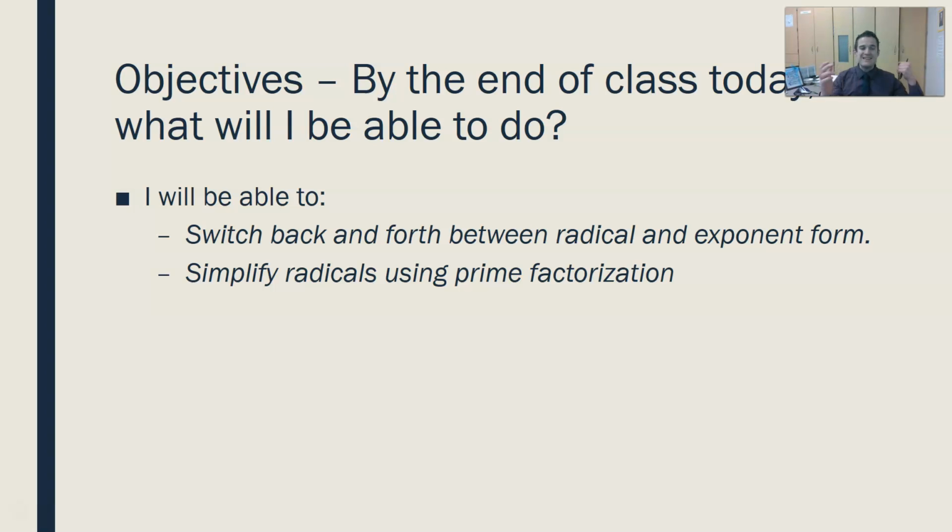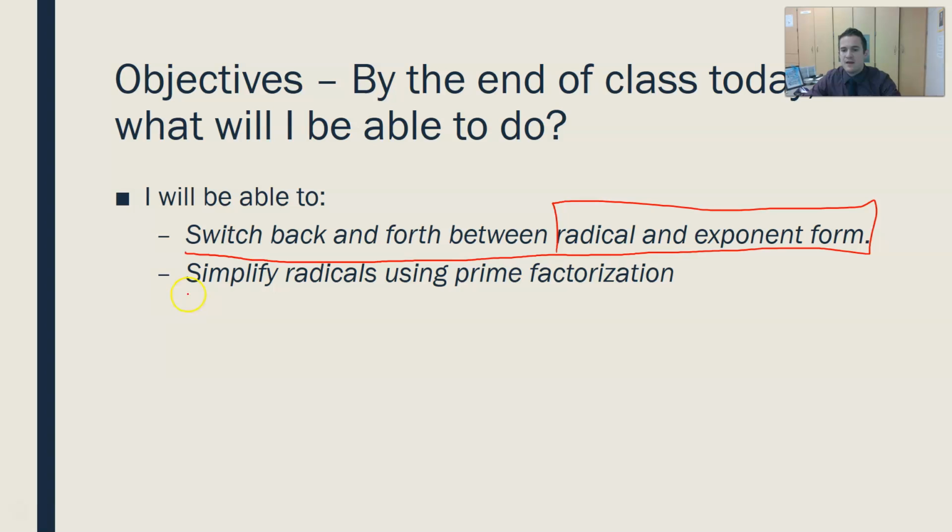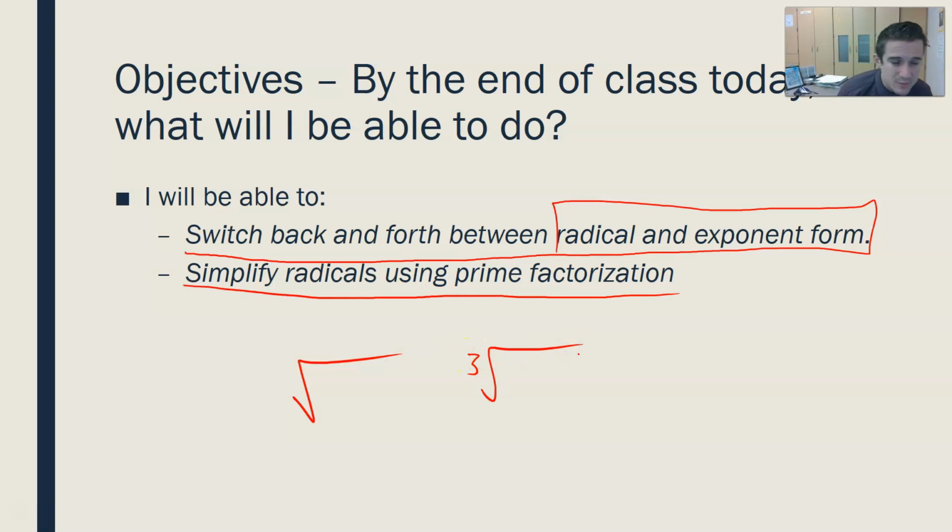So, in this lesson, now getting on to what we actually want to talk about today, we're going to talk about switching back and forth between radical and exponent form. And we're going to review simplifying radicals using prime factorization. So again, we've talked about radicals in Unit 5. We talked about square roots. We talked about cube roots. And we talked about how there's other kinds of roots, like a radical with an index of 4, a 4th root, or a 5th root, or whatever. I can have whatever I want.